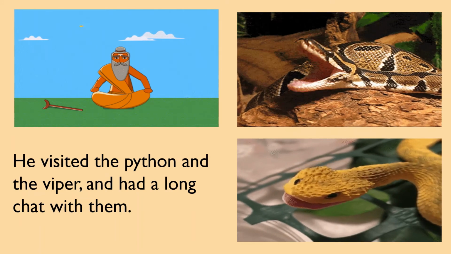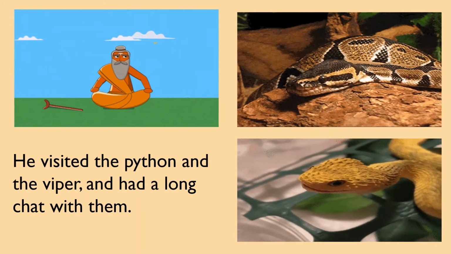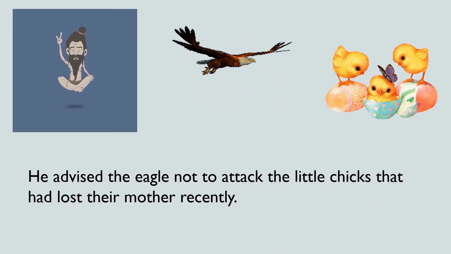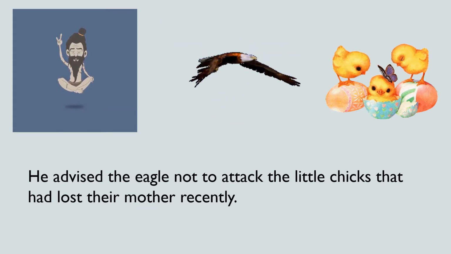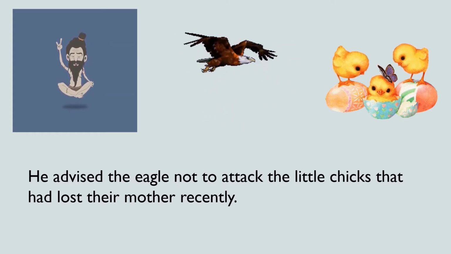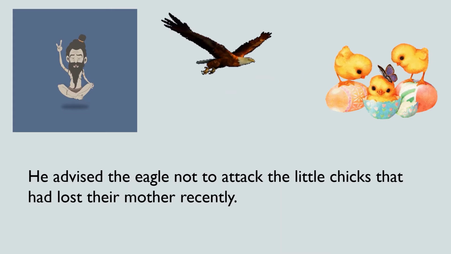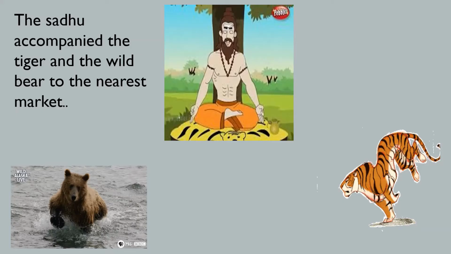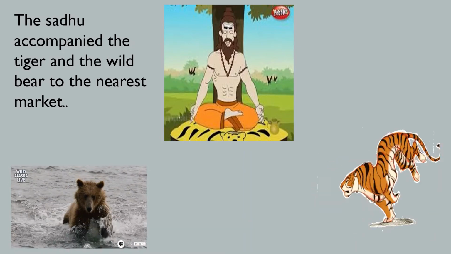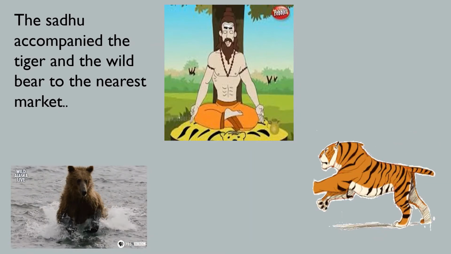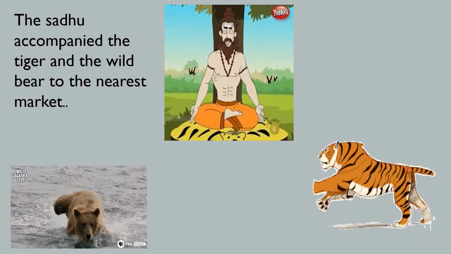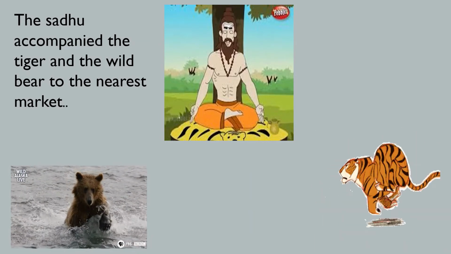He advised the eagle not to attack the little chicks that had lost their mother recently. The sadhu recommended the eagle not to attack or kill the chicks who had lost their mother. The sadhu accompanied the tiger and the wild bear to the nearest market. Accompanied is nothing but taking along. So the sadhu took both the tiger and the bear to the nearest market, took them as his escorts.